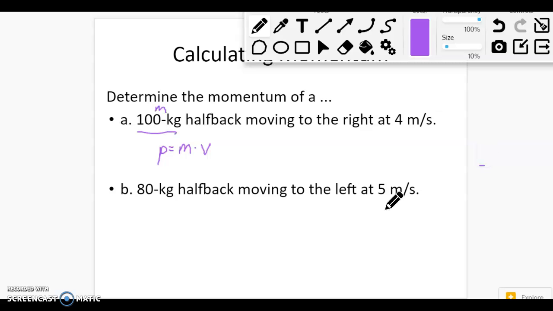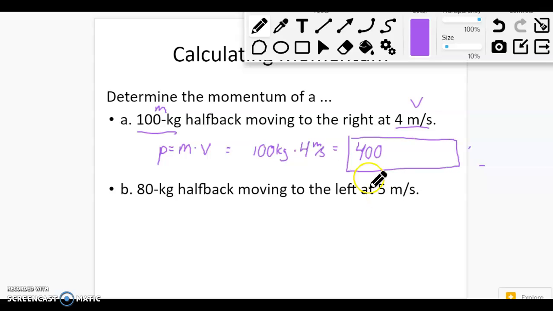Here's the mass of that halfback. It's 100 kilograms. And the velocity is 4 meters per second. So we put that into our equation. We have our mass, 100 kilograms, times our velocity, 4 meters per second. And we get 400 for our answer.